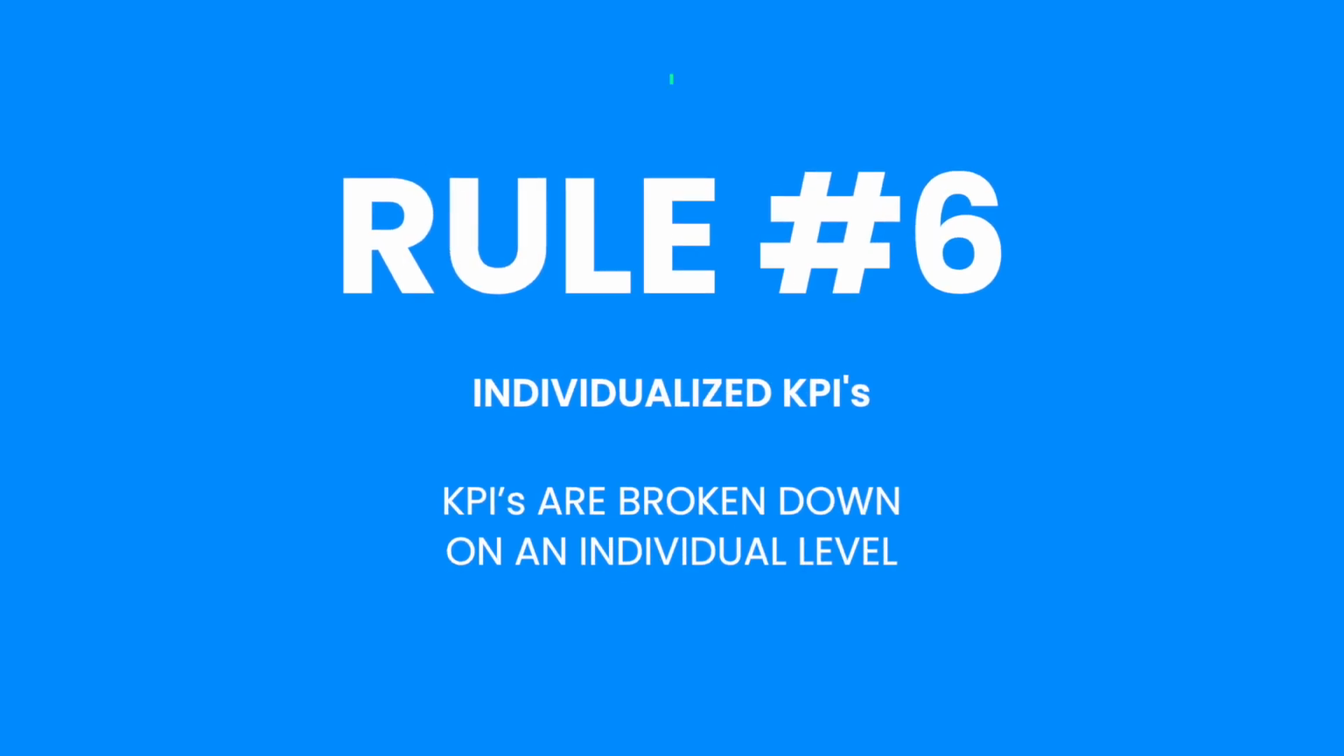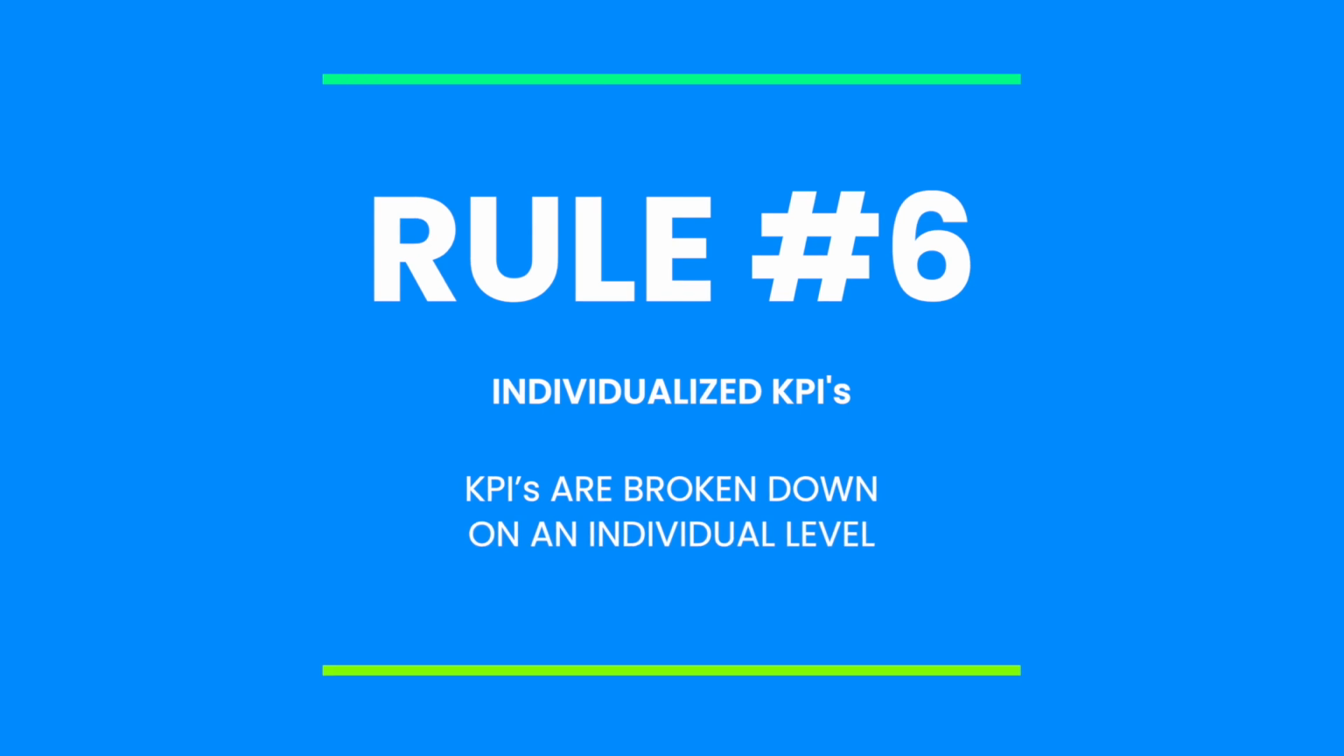Number 6, KPIs are broken down on an individual level. You want to take the big company key performance indicators and you want to break it down to an individualized basis. This becomes the context and the basis of one-on-one meetings in a high-performance culture. One-on-one meetings are the fuel for accountability.